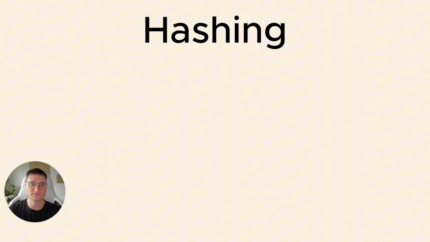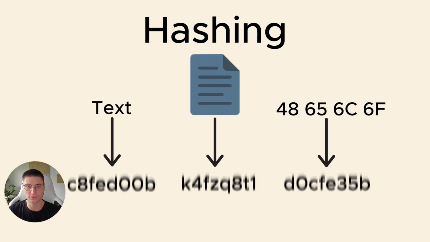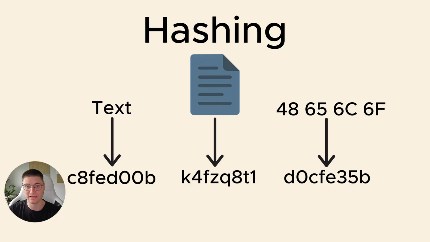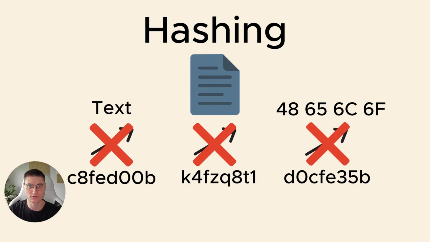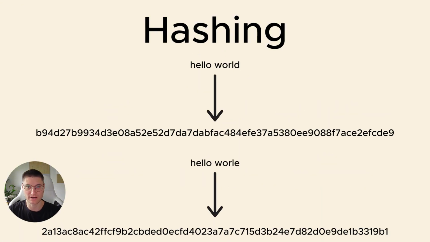Hashing is a one-way transformation. It takes any input like text, file, or bytes and produces a fixed-length output called a hash or digest. Unlike encryption or encoding, hashing cannot be reversed to recover the original input. Even a tiny change in input radically changes the output, which is called the avalanche effect.